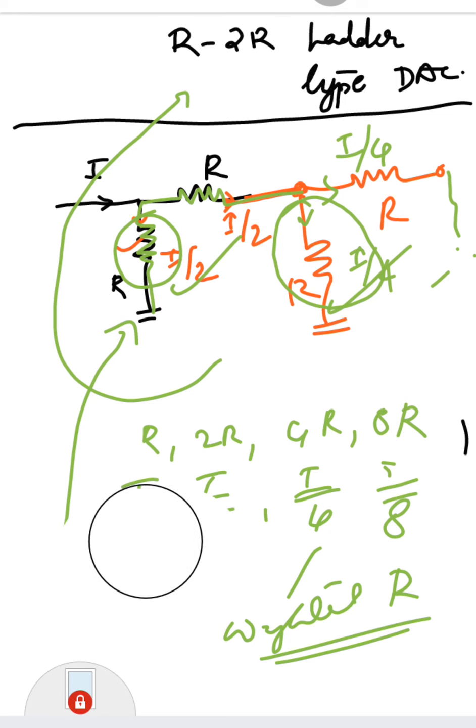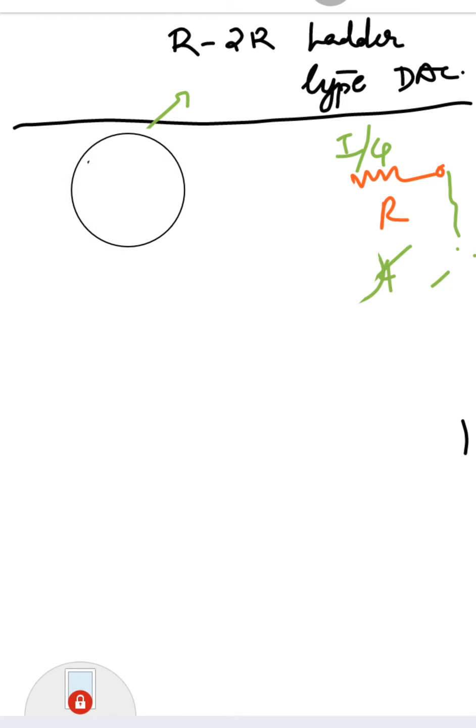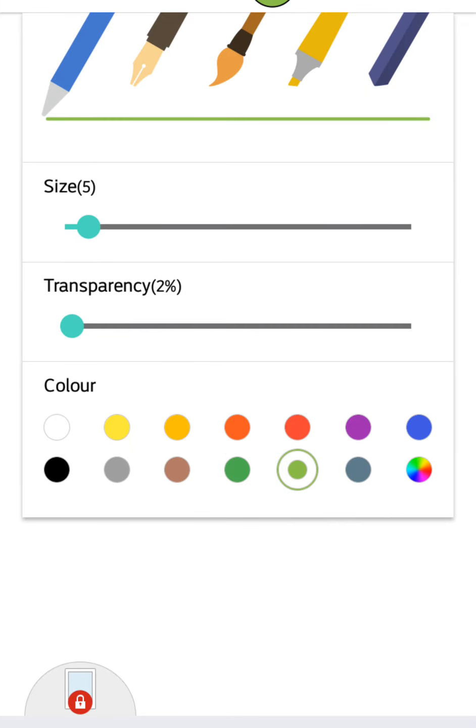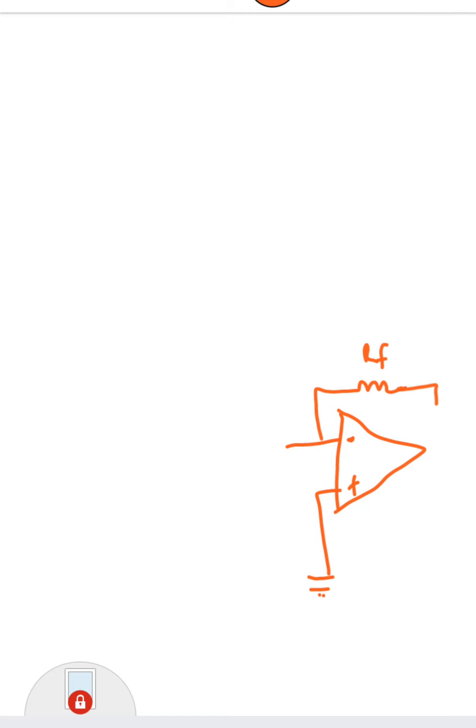Now I'll draw the circuit so you'll understand clearly how this circuit works. This is the circuit. There is an operational amplifier here also. The plus terminal is grounded. To the minus terminal, I have to connect some circuit elements. There is also a feedback resistance RF, and this is the output voltage V0 here.